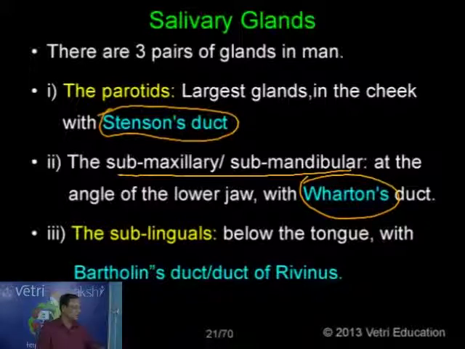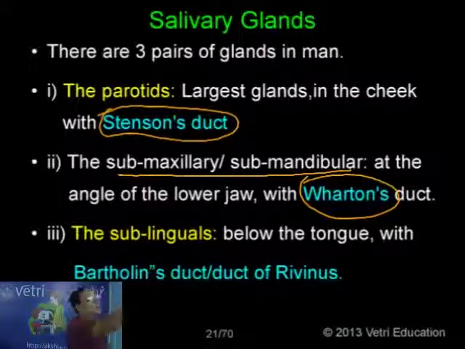And now the third one, the sublingual, normally found below the tongue. That's why it is called sublingual, because another name for tongue is lingua. It is normally the smallest one. The name of the duct is the duct of Rivinus or the duct of Bartholin. So Bartholin's duct or duct of Rivinus, that is the name of the salivary duct.